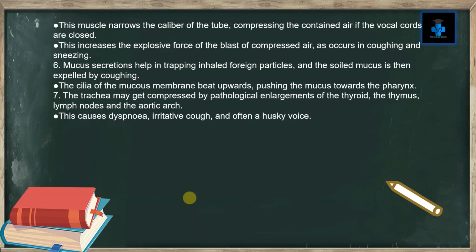The trachea may get compressed by pathological enlargements of the thyroid, the thymus, lymph nodes, and the aortic arch. This causes dyspnea, that is, shortness of breath, or irritative cough, and often a husky voice.